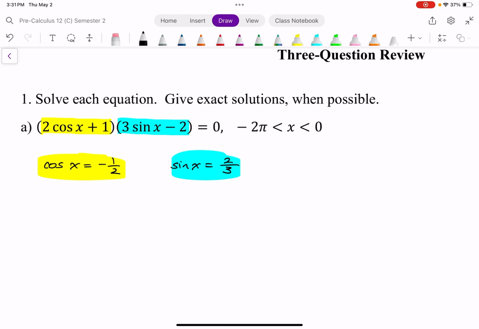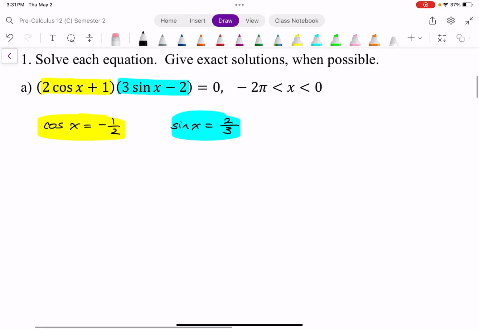All right, where does cosine equal -1/2? I can figure that out exactly without a calculator. First, let's think about where cosine is negative. Cosine is negative in the third and the second quadrants. And they must have a reference angle of 60 degrees or pi/3 because the cosine of pi/3 is 1/2. So I'm looking for angles that end up right here.